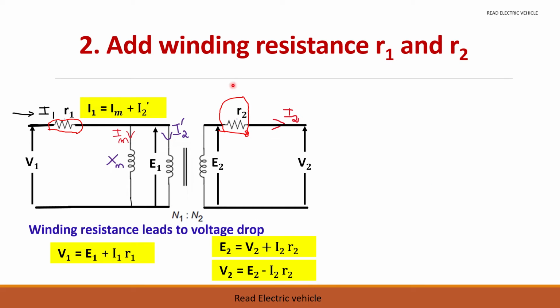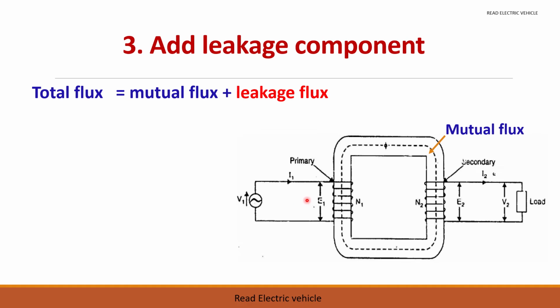And similarly, E2 is equal to I2 R2 plus V2. Next, we have to add the leakage component. So we know total flux is equal to mutual flux plus leakage flux. Mutual flux or main flux is the total flux which remains constant in a transformer, or which flows in the core. Now, apart from mutual flux, there will be leakage flux.